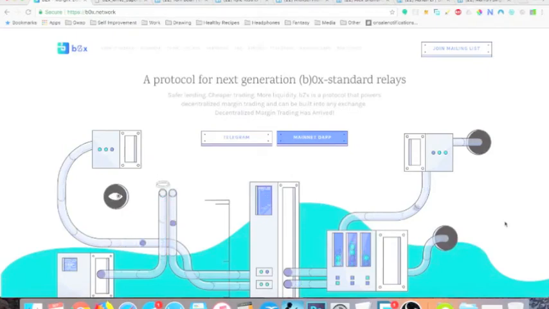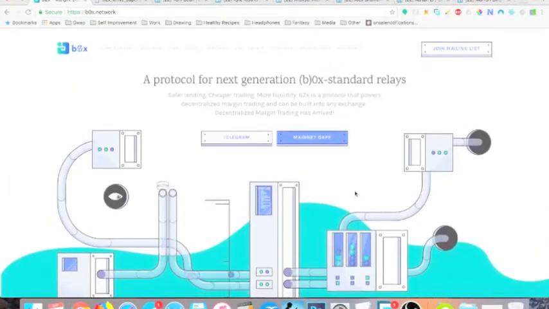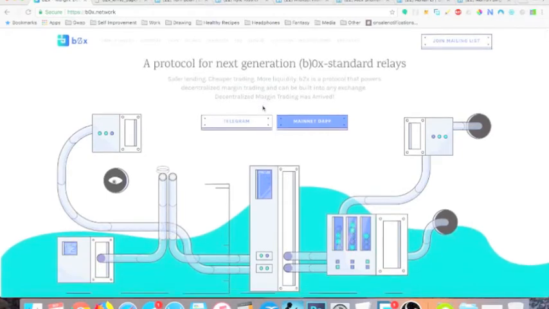Today, I want to do a video review of an upcoming ICO called B0x Network, also known as B0x. And as you can tell by their title, they are a protocol for 0x standard relays. Maybe more easy to understand is that they are decentralized margin trading and lending that can be built into any decentralized exchange. This is a pretty cool idea, and it could totally change the way the crypto markets operate.